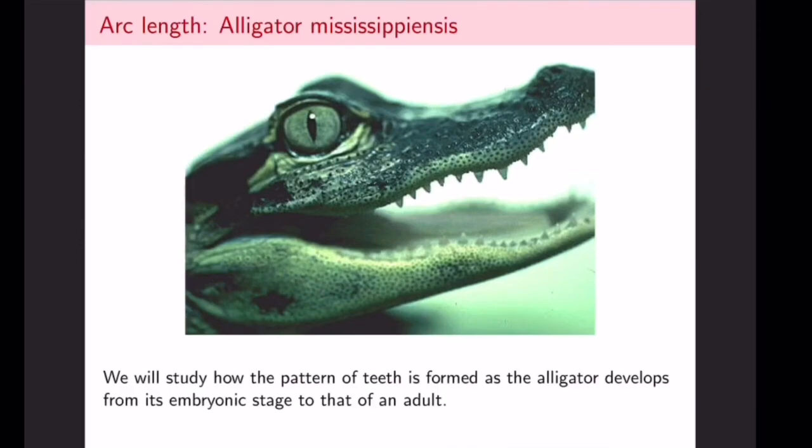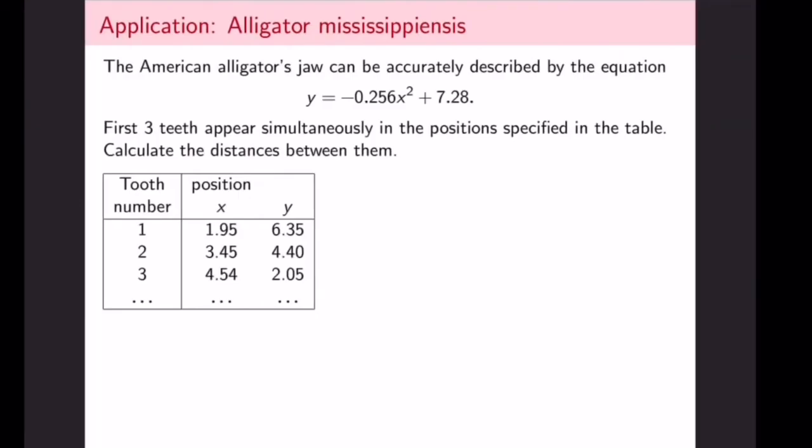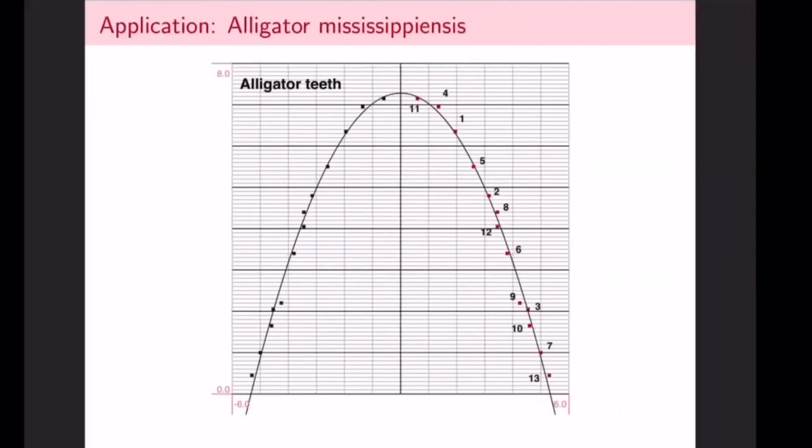The other nice thing about studying alligator teeth patterns is the fact that their jaw is more or less a parabola. So let me skip one slide further for now. This is a very good model of an alligator's jaw. And again, as I just said, it's a pretty nice looking parabola. The numbers on the right here correspond to the sequence in which the alligator gets its teeth.